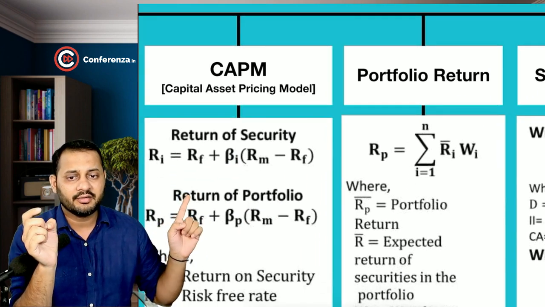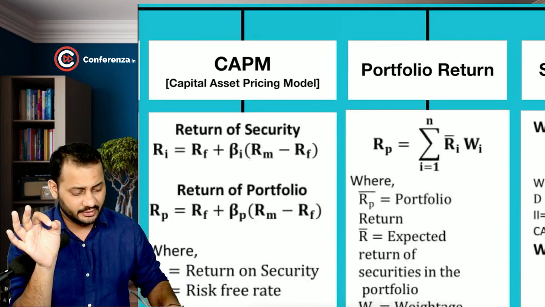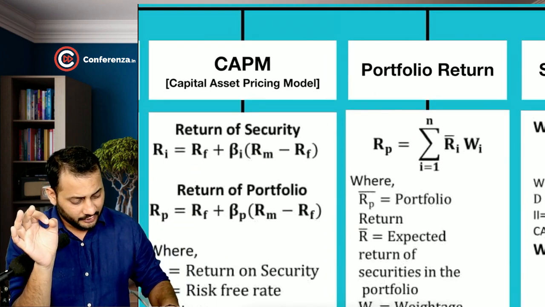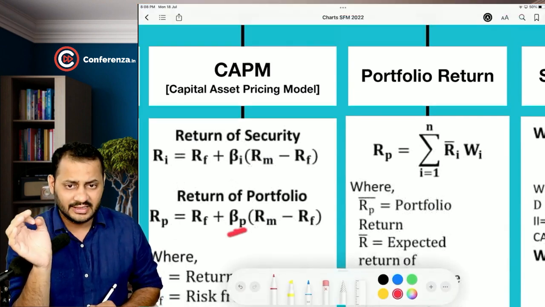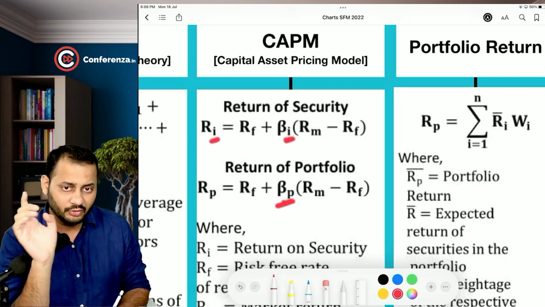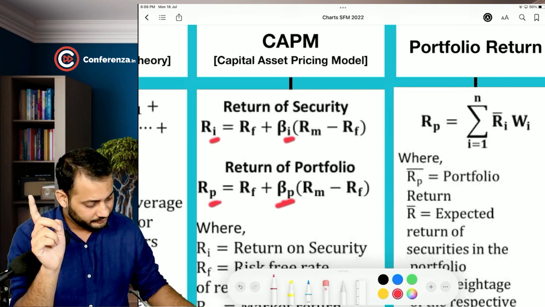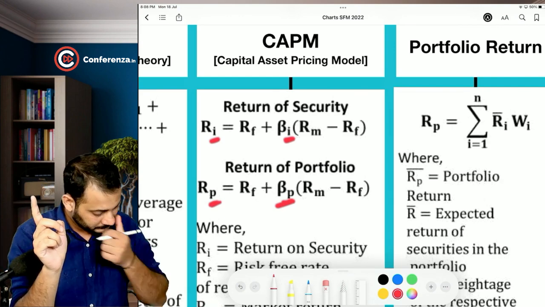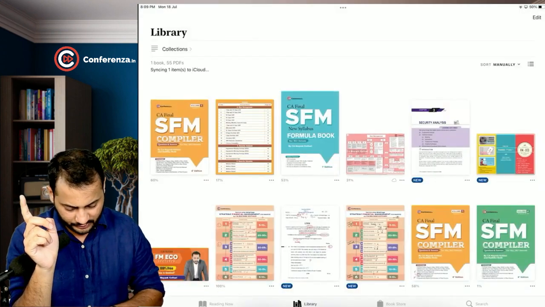If you calculate a return for the portfolio according to CAPM, then you just have to make sure that the beta that you are considering in the formula should also be of the portfolio. That's it. The only difference is this much. If this R is for I, the beta should also be for I. If this R is for P, the beta should be for P. Right? Okay. Now let's solve some questions.